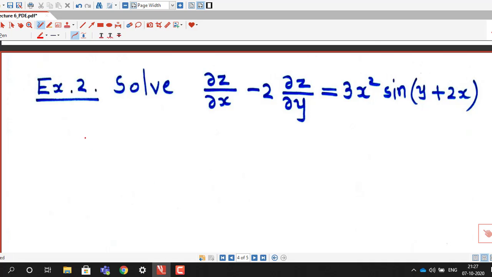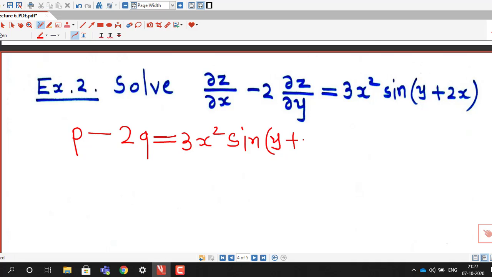We consider one more example. Here the given equation is small p minus 2q equal to 3x square into sine of y plus 2x.